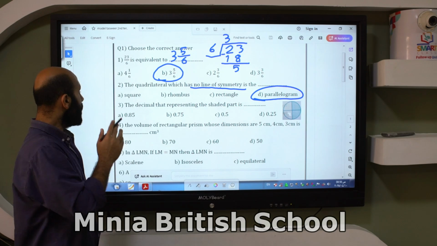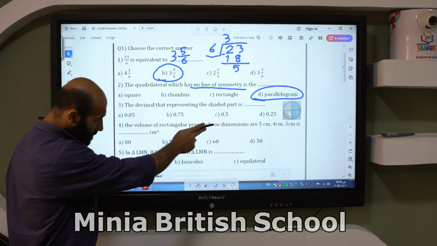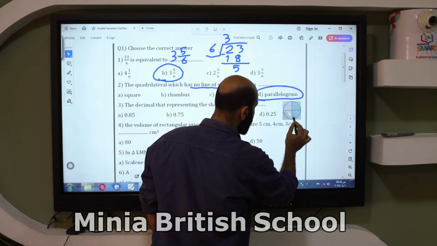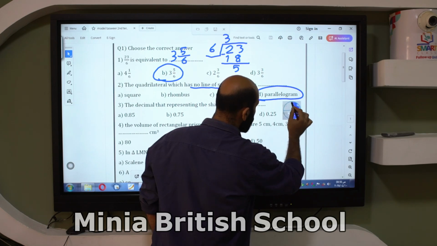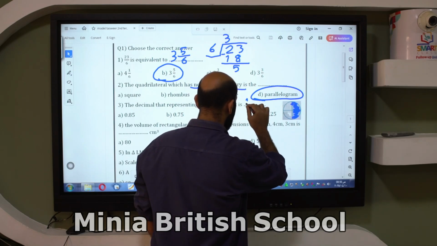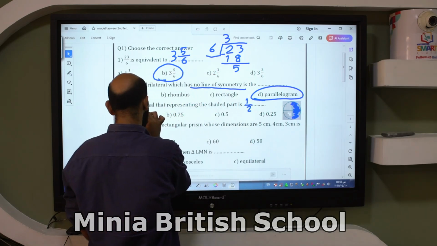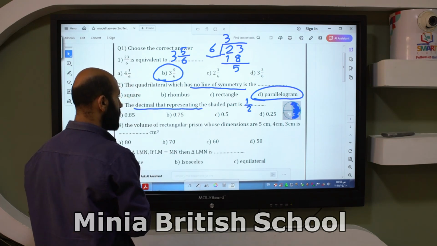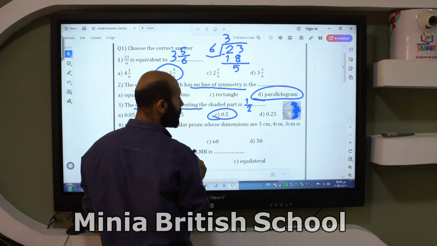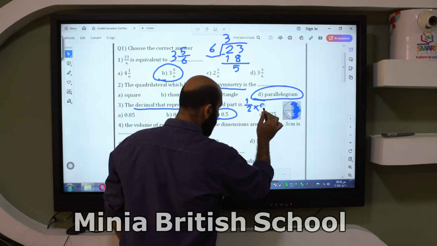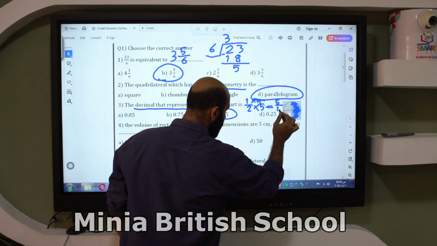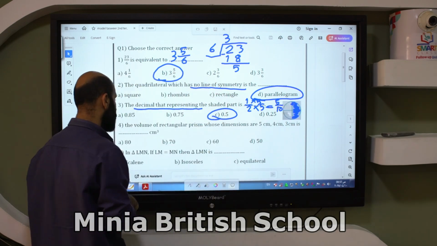The decimal that represents the shaded part. Here is the shaded part. It may not appear on your camera, so it will be just like this. As we see, it's half of the circle, 1/2, but he wants the decimal that represents the shaded part. Half, as we all know, is 0.5. How to convert it? I multiply by 5, and here also by 5. So 5 times 1 equals 5/10, and 5/10 is 0.5.